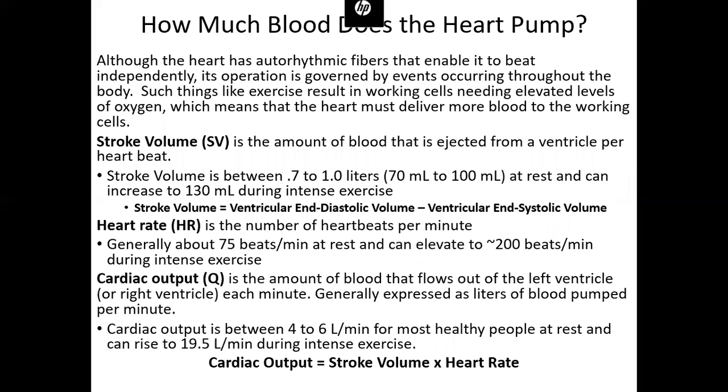Okay, so now we have a pretty good understanding of how our heart pumps and how it ejects blood and all that wonderful stuff. I want to talk about how much blood our heart pumps. So I'll give you a second here because I know there's some stuff you need to write out.